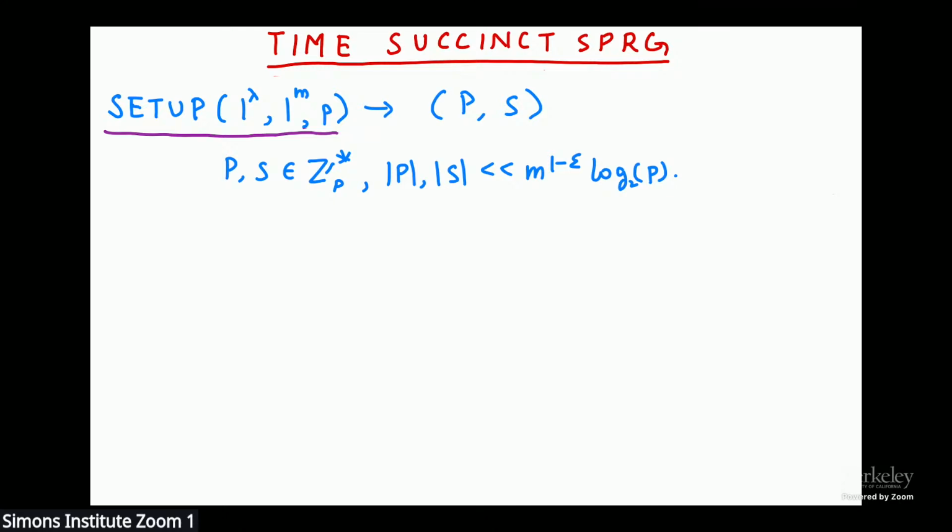What's this? There's a setup algorithm that essentially gives rise to two vectors, P and S. P always means public, S always means secret. Think of them as vectors over Z_P star, where you're working with the order of the bilinear group, and that's where P comes in. The first property I want is that the size of these seeds is smaller than the length of the outputs.